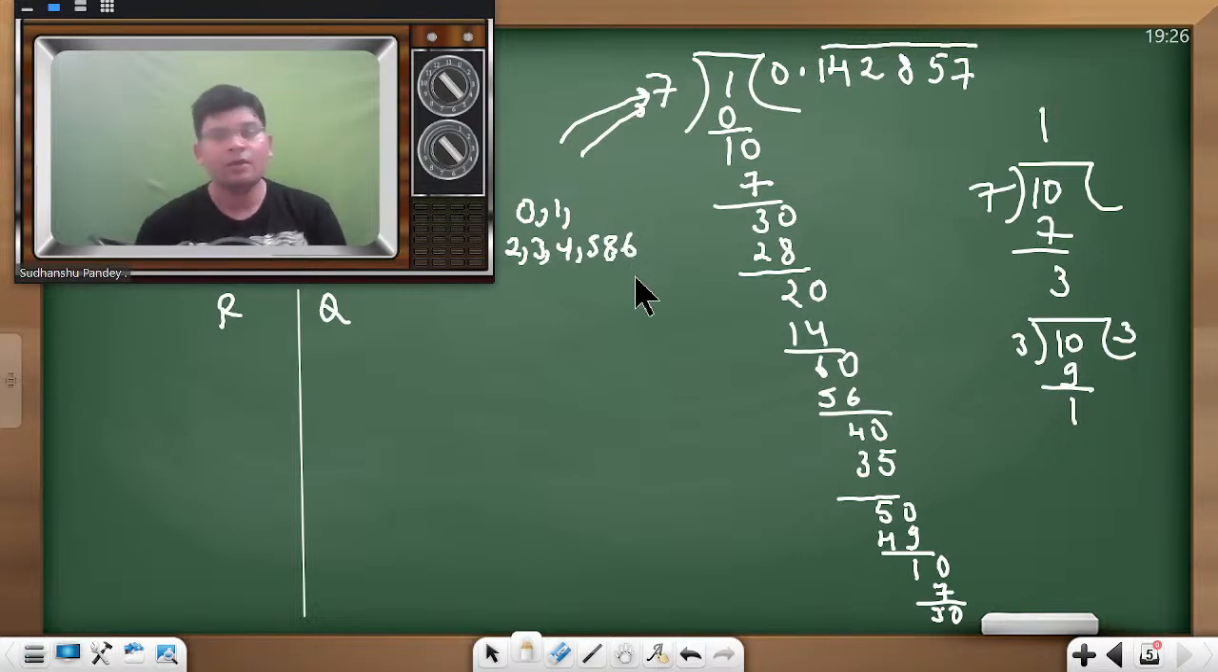सबको समझ में आ रहा है? अगर हम किसी नंबर को 7 से डिवाइड करेंगे तो हमारे पास 7 रिमाइंडर हो सकते हैं. या तो 0 होगा, या 1 होगा, या 2 होगा, या 3, या 4, या 5, या 6. और कुछ नहीं हो सकता.